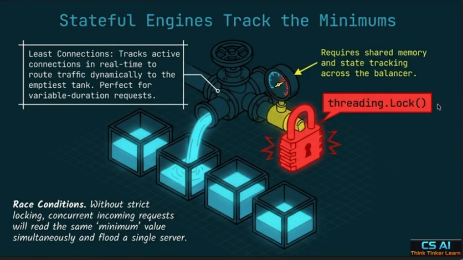Stateful engines like least connections are more intelligent. They track active connections in real time to route traffic dynamically to the emptiest tank. This is perfect for variable duration requests, but there's a catch. It requires shared memory and state tracking across the balancer. Without strict locking, you run into race condition where concurrent incoming requests read the same minimum value simultaneously and flood a single server anyway. Tracking state always has a performance cost.